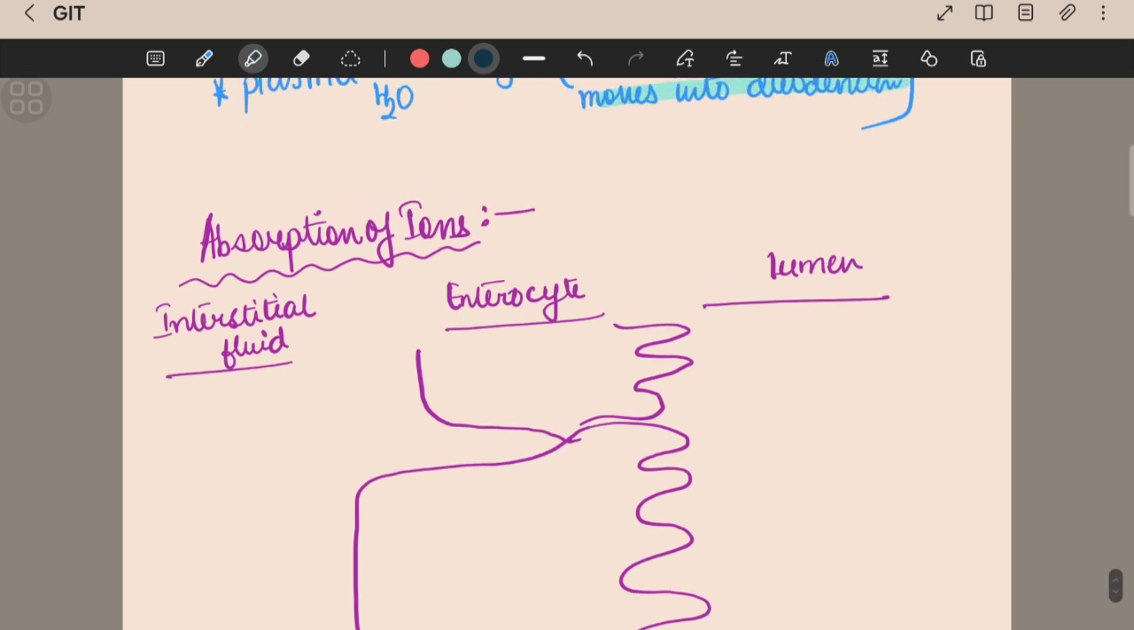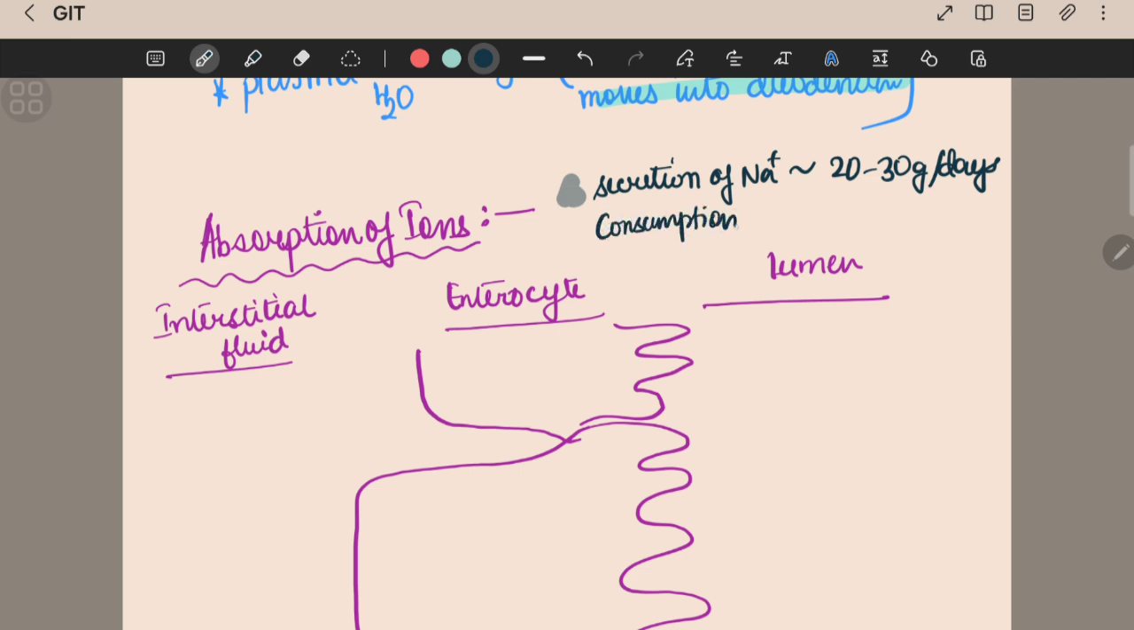I am writing the data over here. Here it is said that approximately 20 to 30 grams per day of sodium is secreted into the intestinal lumen, okay, the intestinal secretion, and our consumption is approximately 5 to 8 grams per day.